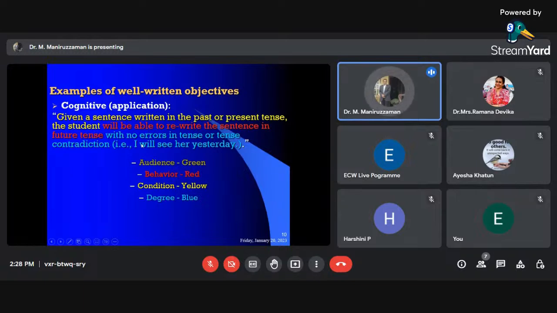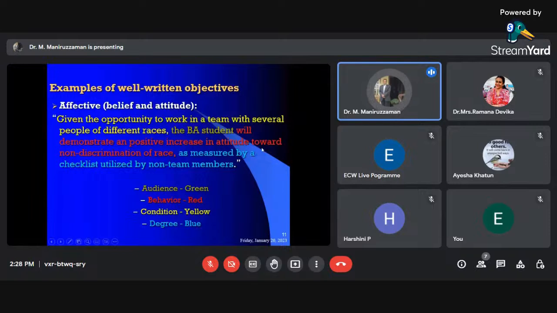Another example showing an affective objective. Given the opportunity to work in a team with several people of different races, condition. The BA student, audience, will demonstrate a positive increase in attitude toward non-discrimination of race, behavior, as measured by a checklist utilized by non-team members. Here's the degree.